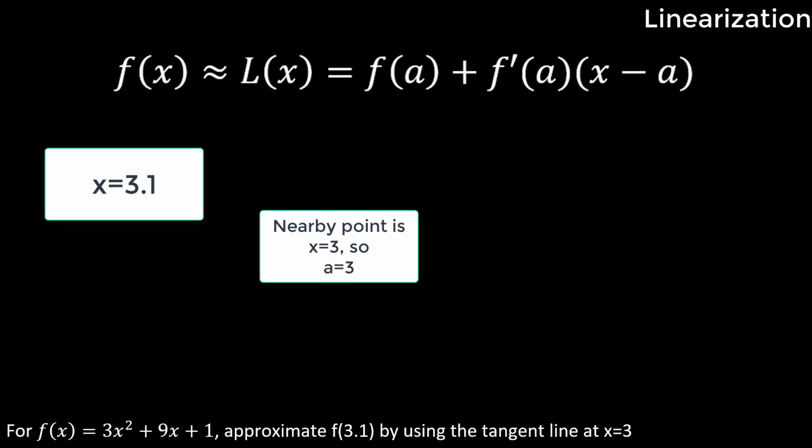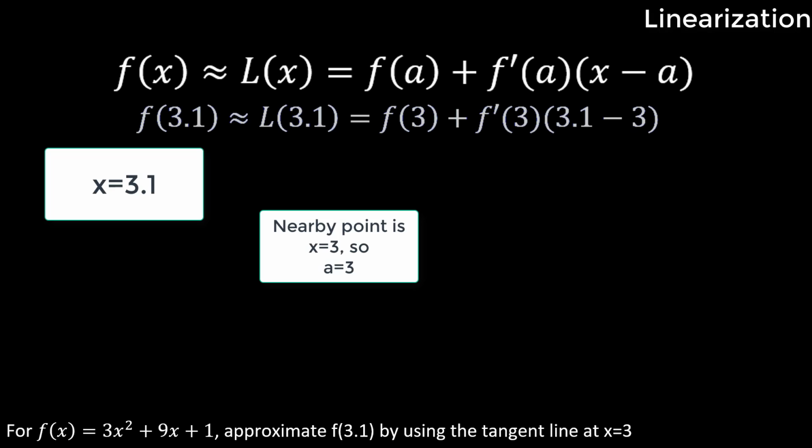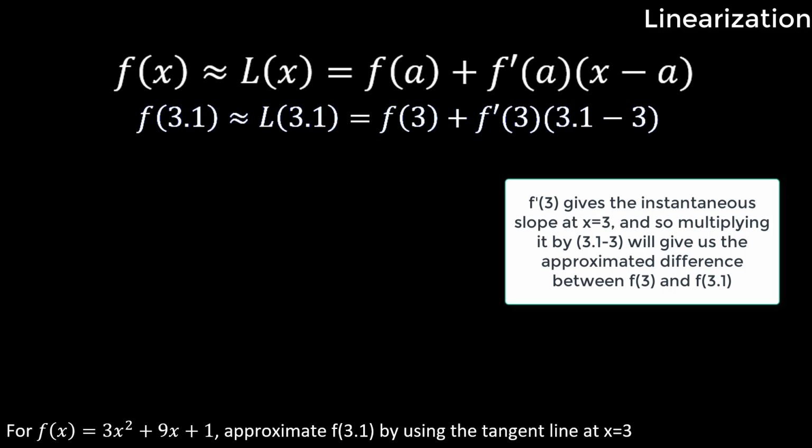So what we're going to do is find the value of f at 3, because that's f at a. Next, we are going to find the derivative of this function at 3, so f prime at a. And then we are going to multiply it by the difference between x and a. The reason we're multiplying by the difference is because f at a will be that starting point. Then we will take that derivative, because that will be our slope of that tangent line.